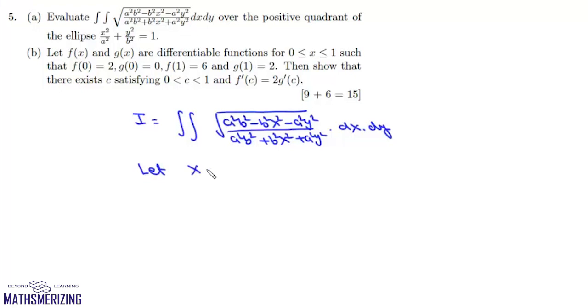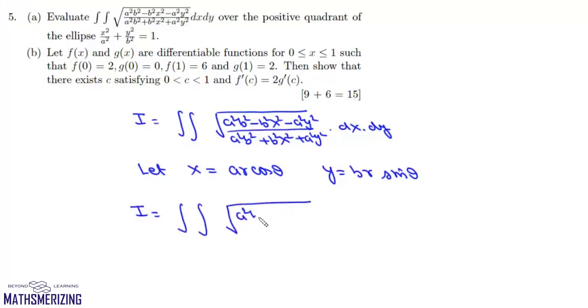We'll let x as a r cos theta and we'll take this y as b r sin theta. Now we'll put the value of x and y in this integral. We can write this integral as the square root of a^2 b^2, and here will be a^2 b^2 r^2, and then sin^2 theta plus cos^2 theta will be 1, and the denominator will be a^2 b^2 plus a^2 b^2 r^2, and again sin^2 theta plus cos^2 theta will be 1. Now we have to change this dx dy, and for that we have to use the Jacobian.